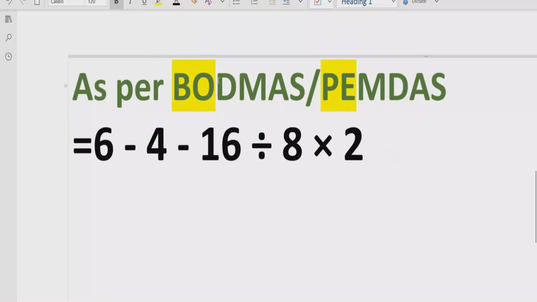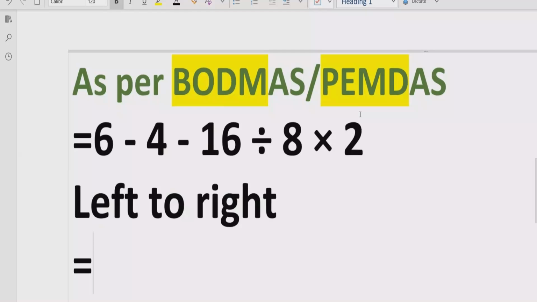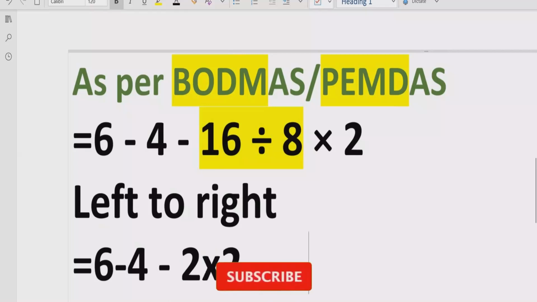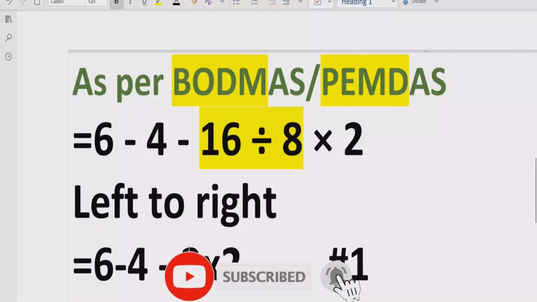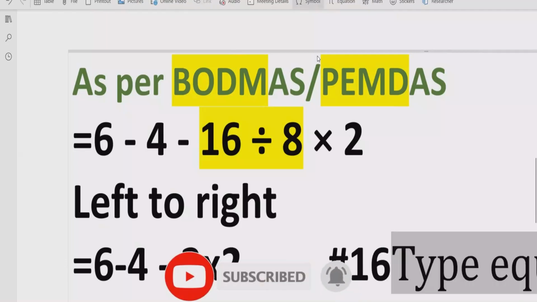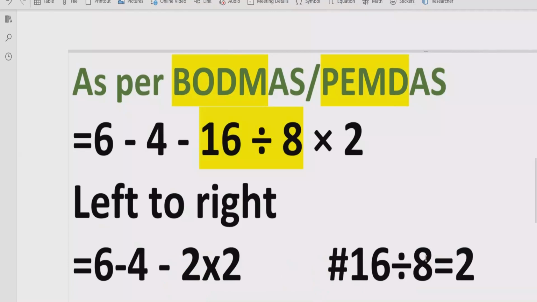Now, third rule, we have to solve the division and multiplication or multiplication and division. So for this, we have to go left to right and find out which is coming first. So now we have 6 minus 4 minus 16 divided by 8 multiply by 2. So here we have to solve this one, 16 divided by 8. And here we have to give the reference: 16 divided by 8 equals 2.